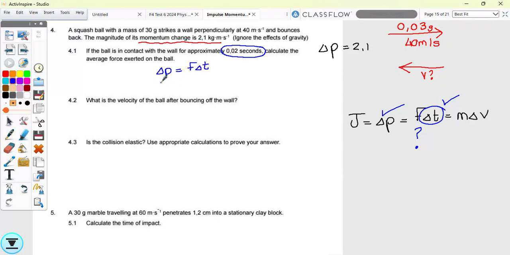The delta P is given to us, but now you need to think about signs. Remember, here signs are super important. So if you decide that this 40 is positive, now that's towards the wall, what is the 2,1 going to be? This is the tricky part. You need to think what is causing the change in the momentum. So it was heading towards the wall, now it's heading away from the wall. What is causing that change in momentum?